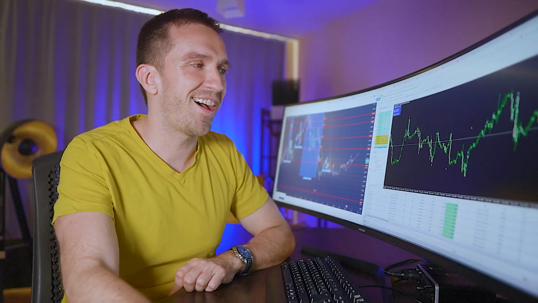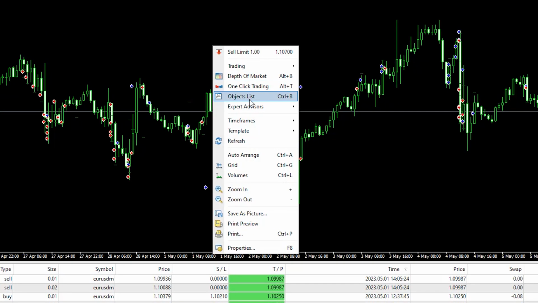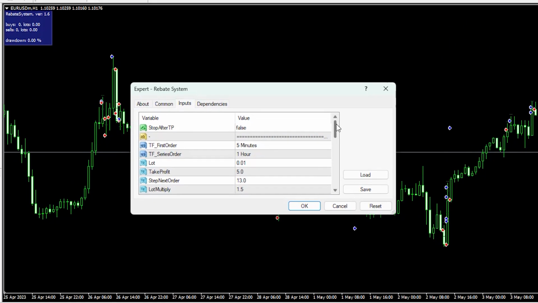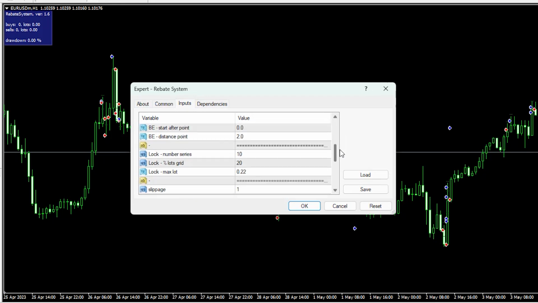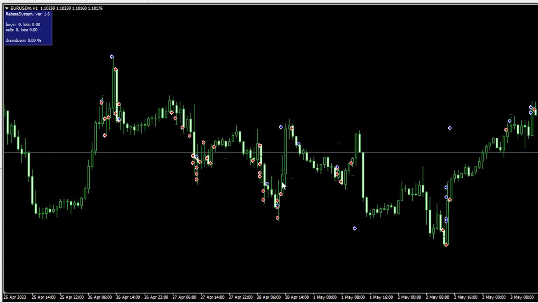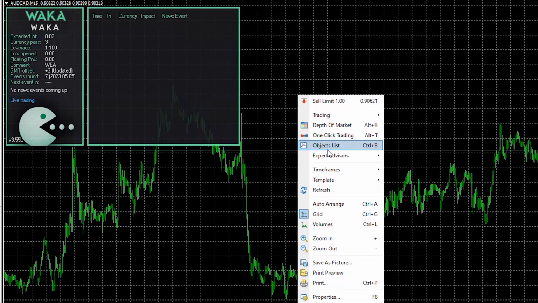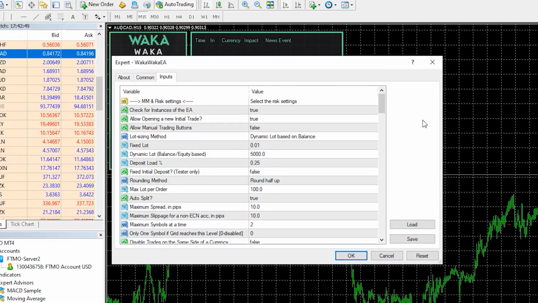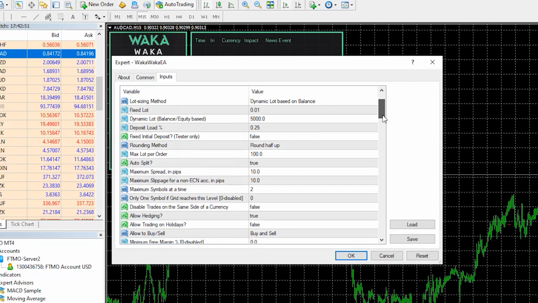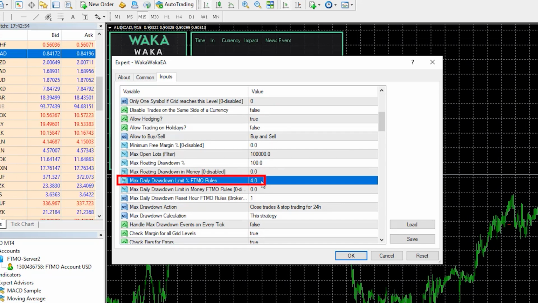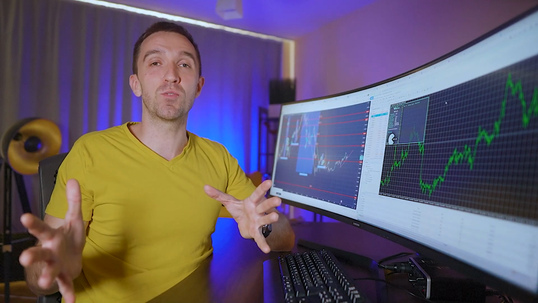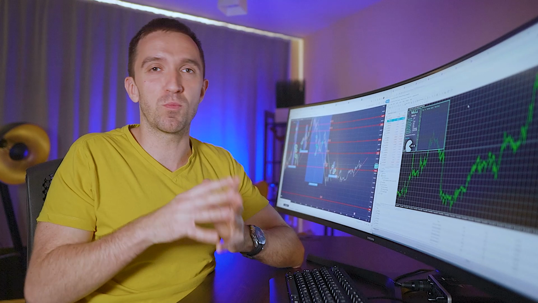And one more concern I have about this expert advisor that brought me profit so far is that in the inputs, if I go to the expert advisor properties, we don't have the option to stop trading if we reach a certain drawdown. For example, the Waka Waka expert advisor that I'm trading in one of my funded accounts, and I have recorded a few videos about it, has this option in the inputs that we can set a maximum daily drawdown, and I have set it at 4%, which means that if I have a drawdown of 4%, it will stop trading, it will not open new trades for 24 hours.